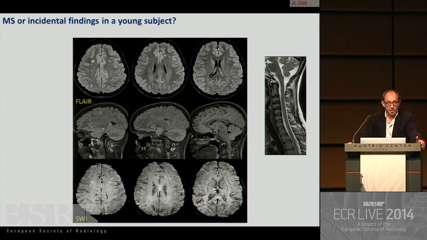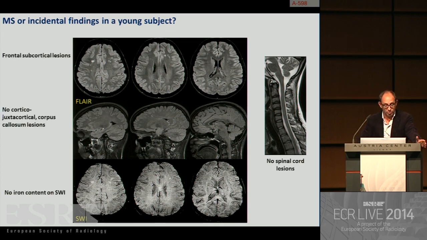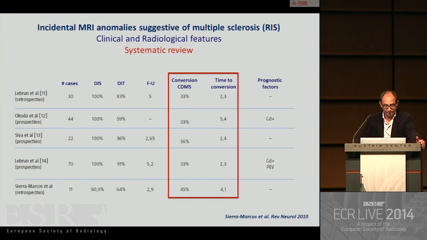And this is exactly the opposite in this other patient, in which the lesions involve mainly the subcortical frontal white matter. There is no involvement of the corpus callosum, of the U fibers, no intracortical lesions, no iron content on SWI, and also no spinal cord lesions. So these types of lesions, usually located in this region with a size less than 5 millimeters, non-confluent, you can usually define as incidental findings, probably not clinically relevant, even in young subjects.